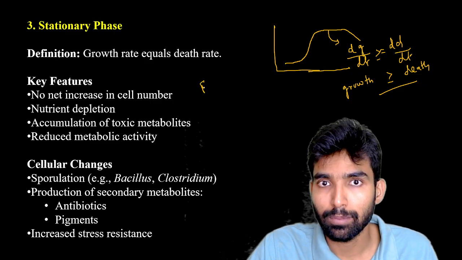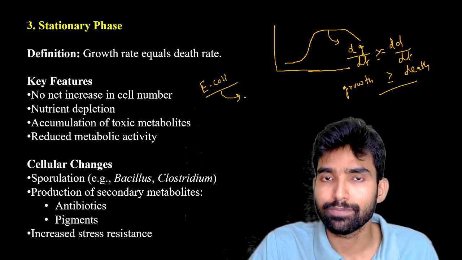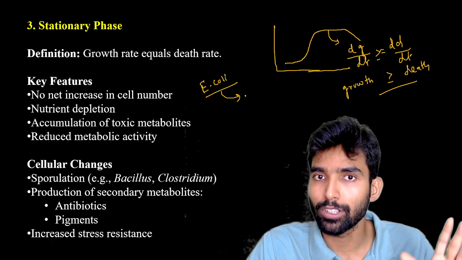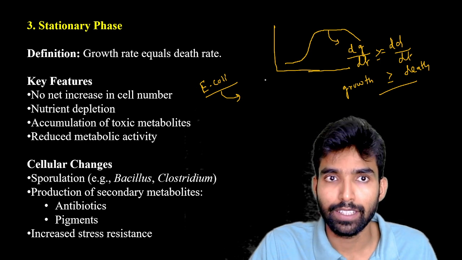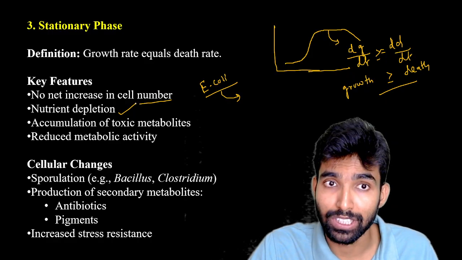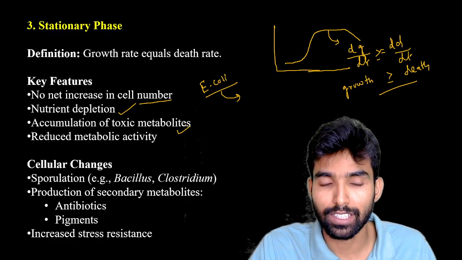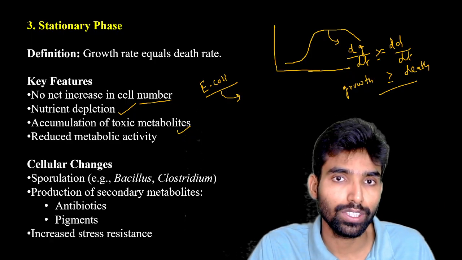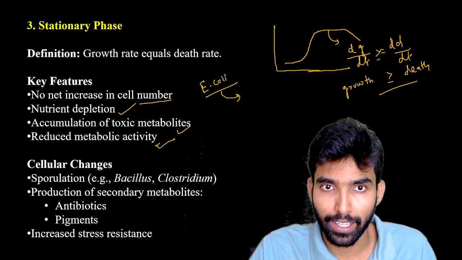Let's say you did some E. coli culture. After 12 hours, it will reach saturation, and then they will start fighting among themselves for the nutrient, right? The key features are no increase in cell number, nutrient depletion, and accumulation of toxic metabolite, because the bacteria is constantly respiring. Of course, bacteria will also secrete some kind of toxic compound and reduce metabolic activity.